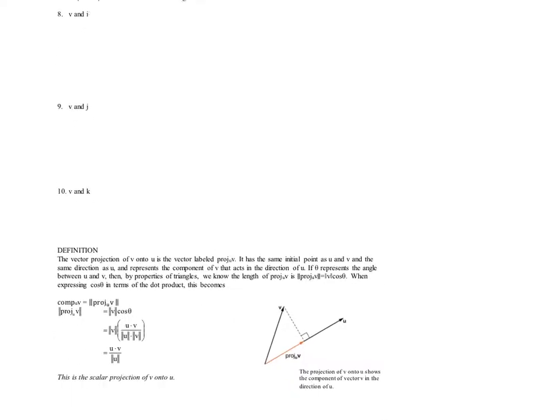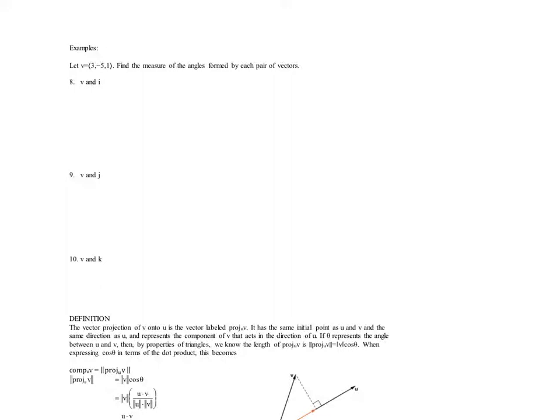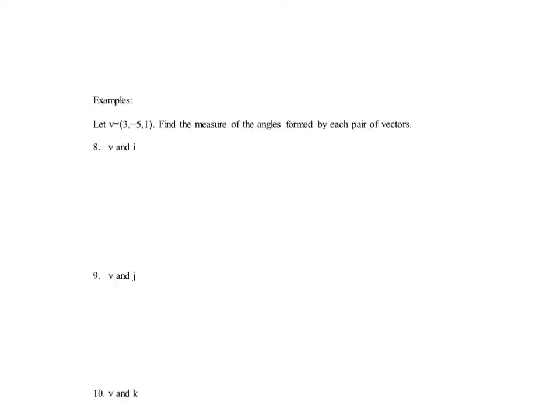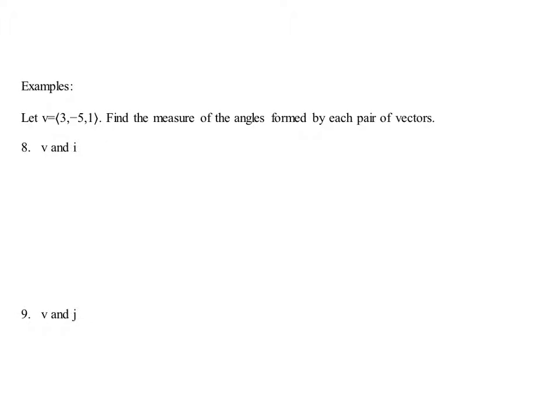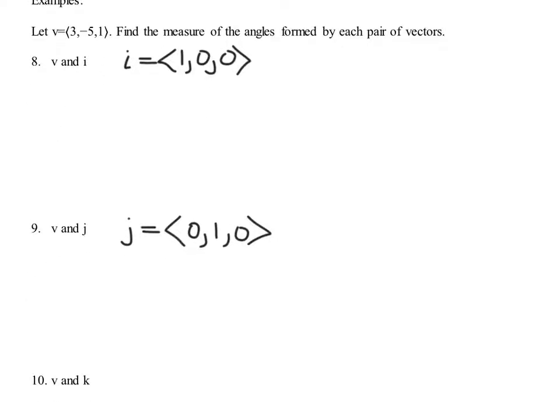All right, so 8, 9, and 10 are along the same lines. So V and I, V and J, V and K. Just to touch on it for a sec here, vector V is given. I is the vector 1, 0, 0. Now we're in three space, so it's 1, 0, 0. If we're in two space, it's 1, 0. So it all is relative. J is 0, 1, 0. This is all typed out for you a couple pages ago, but sometimes you need to hear it said.